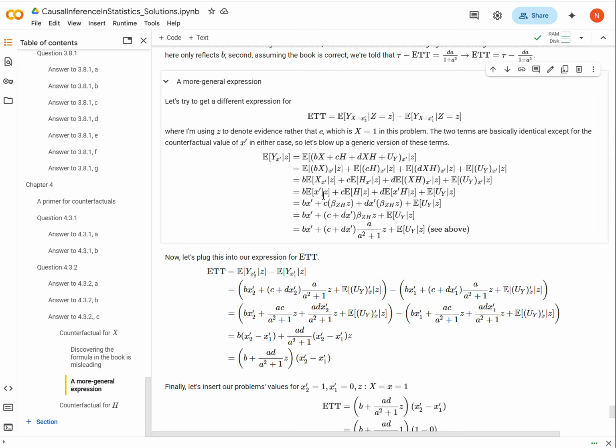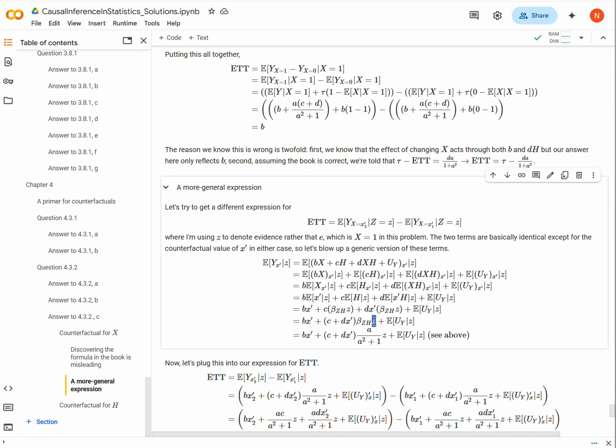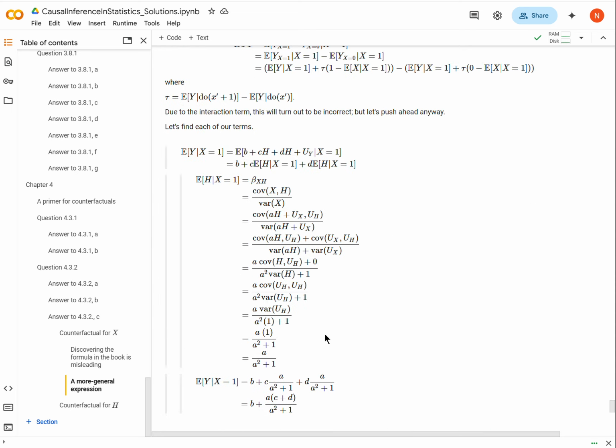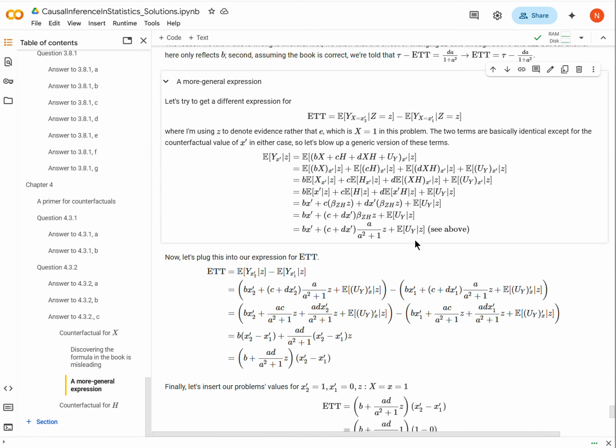Now I'm just continuing to simplify. I have beta x prime, and notice that I have the same expression here and here, so I can combine the c plus d prime, dx prime, and so on and so forth. It turns out that this term right here, we already solved when x equals 1. Sorry if this is a little bit confusing. Remember, z is x equals 1 here. I'm trying to make it kind of generic, but we already solved that up here. We already found the expected value of h when x equals 1. So that's what we have.